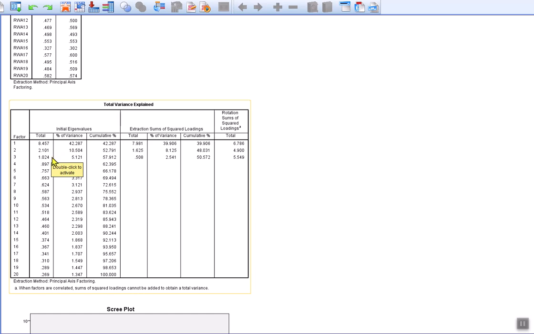So that's good news for his scale, because SPSS is telling me I've got 3 factors. There are 3 eigenvalues greater than 1, and each of those has at least 5% of the variance explained, so that's good. We've met both of those criteria.